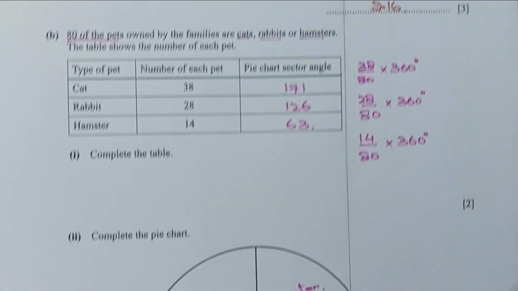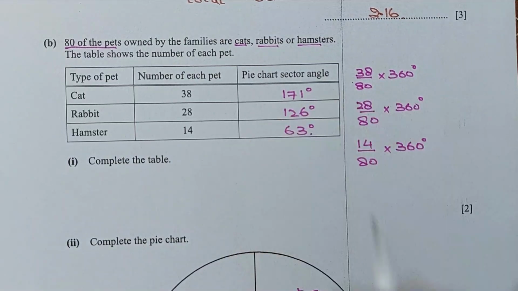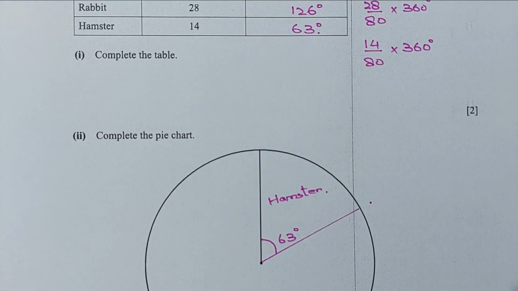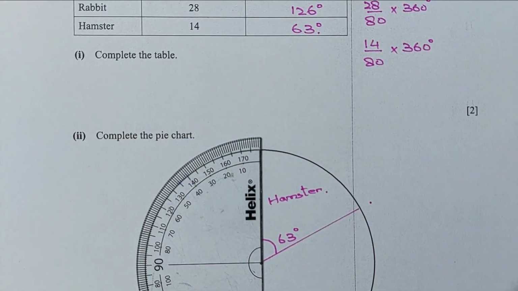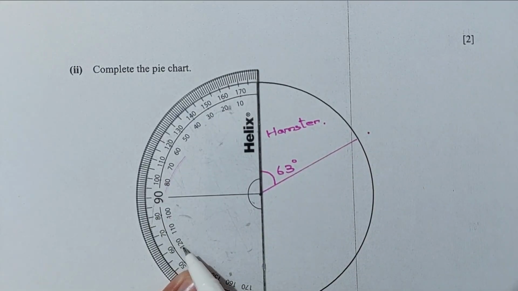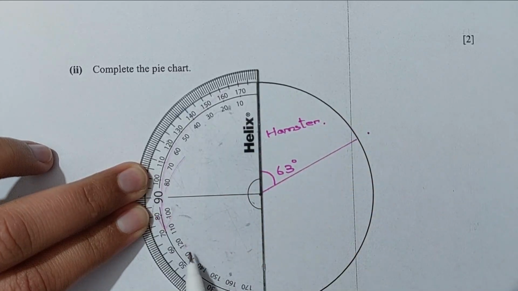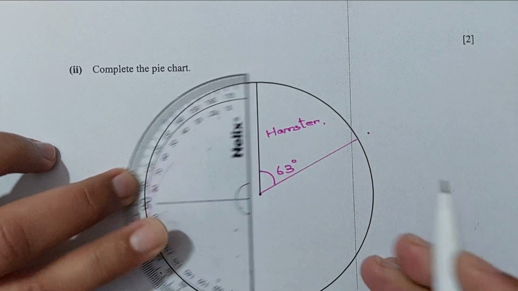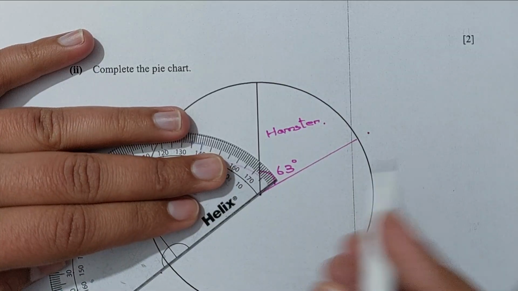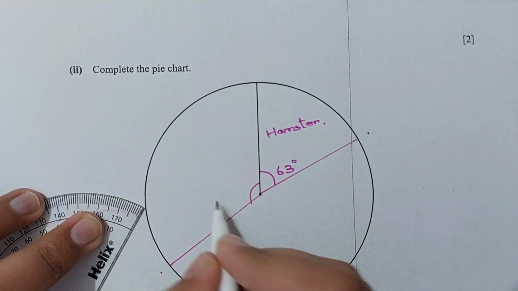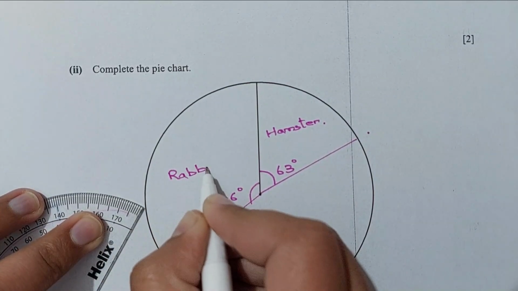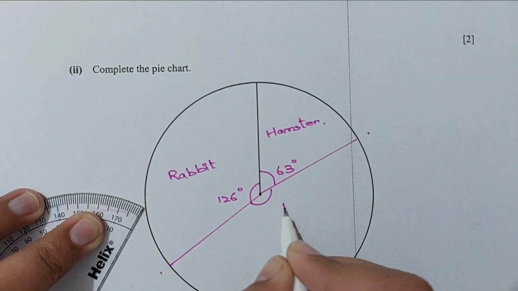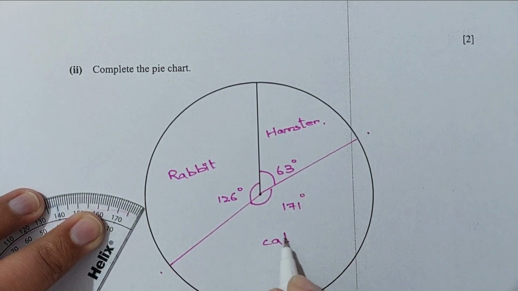Okay, the next angle is 126, in degrees. We can also do 126 as well. 90, 100, 110, 120. We are moving in this direction, right? 120, 125, and 126. This is 126. This would be rabbits. And the last one left is 171 degrees, which are cats.